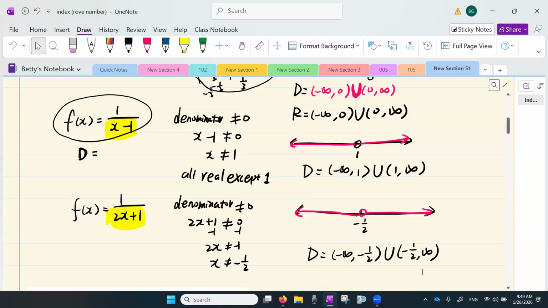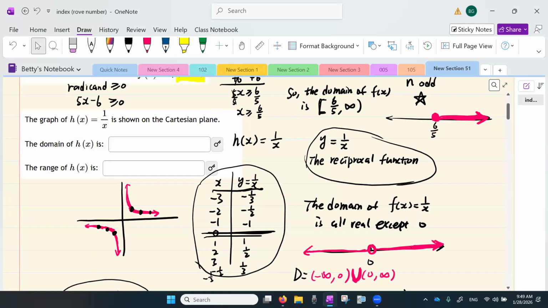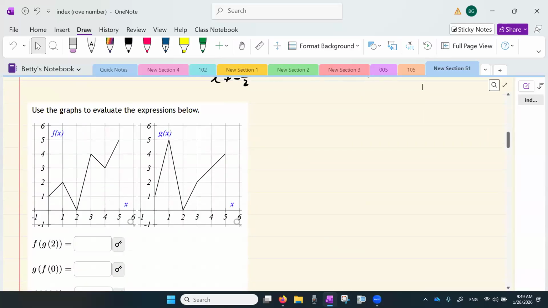Makes sense. All right. So that's what we cover today about domain, finding domain. Now we're going to move to the next question. This question is about composite function. I don't know if you have started studying this section. Yeah, composite function.